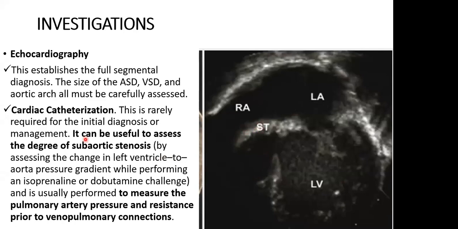Now, cardiac catheterization has been said to be helpful to assess the degree of subacute stenosis in this patient. It can also help us to measure the pulmonary artery pressure and the resistance prior to venopulmonary connection, because these patients will need an intervention. So it can help us to measure the pressure in the pulmonary vasculature.